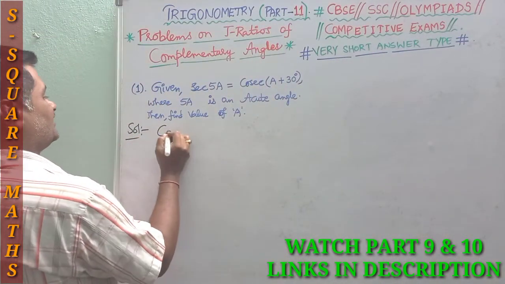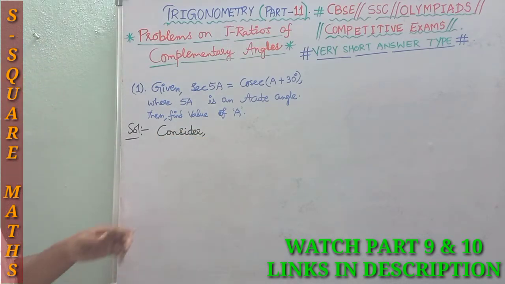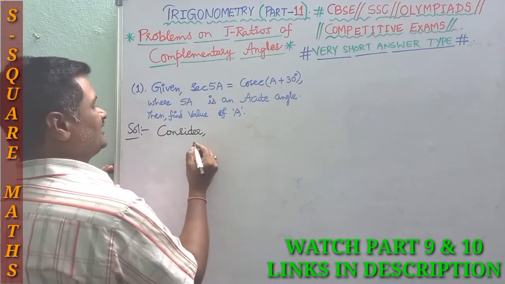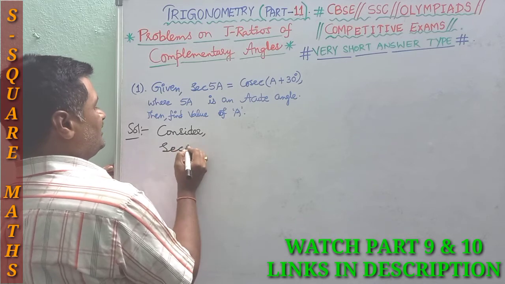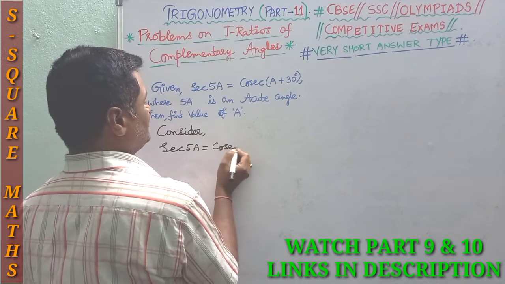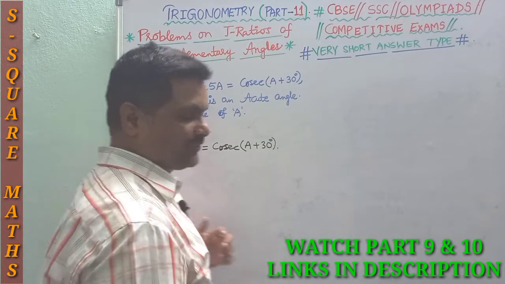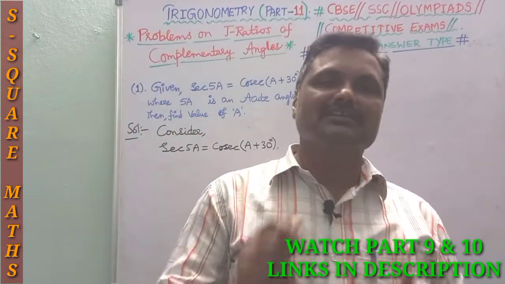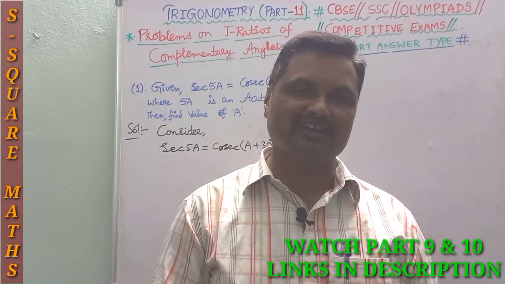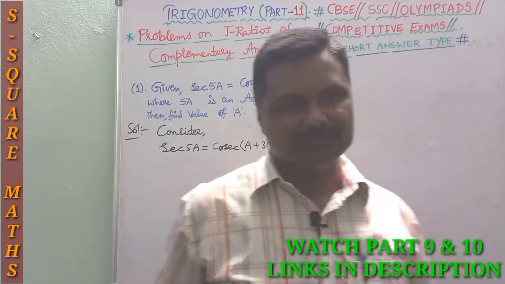So consider what is given here, our problem. Sec 5a is equal to cosec of a plus 30 degrees. So the basic principle you have to remember is nothing but that sec and cosec are the T ratios with respect to the complement triangles. Okay, that point you have to remember. The remaining part is very easy.